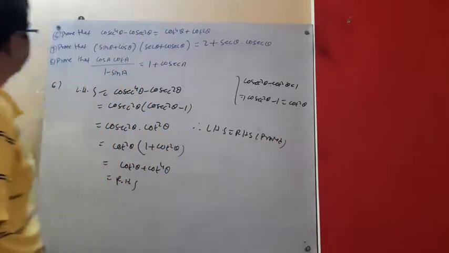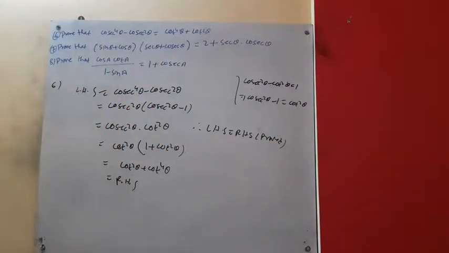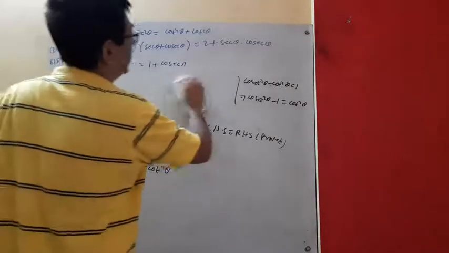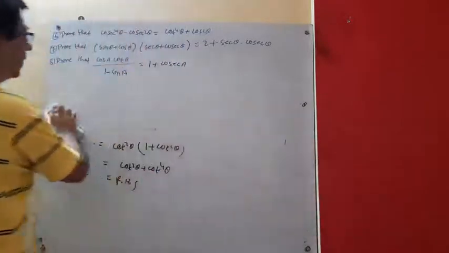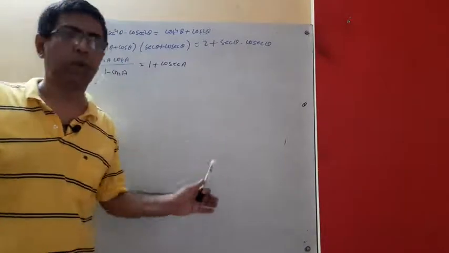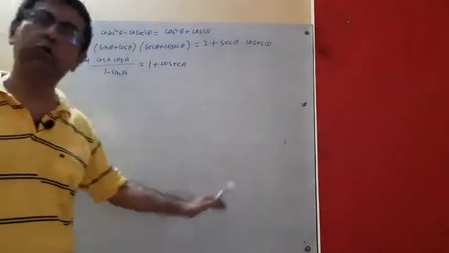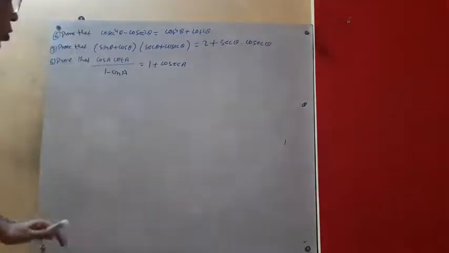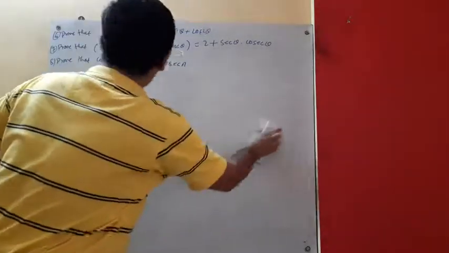Okay, very easy one. Now we go to question number 7. What is given? Prove that sin theta plus cos theta into sec theta plus cos theta. One thing, if you can't see the problem or can't copy it, pause the video to note it down so that you can copy it to your notebook. So now I am doing question number 7.